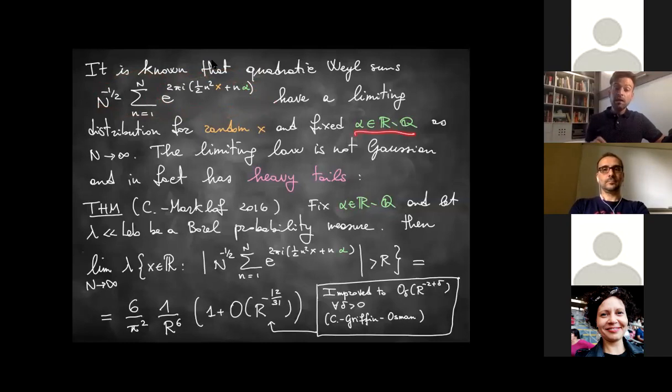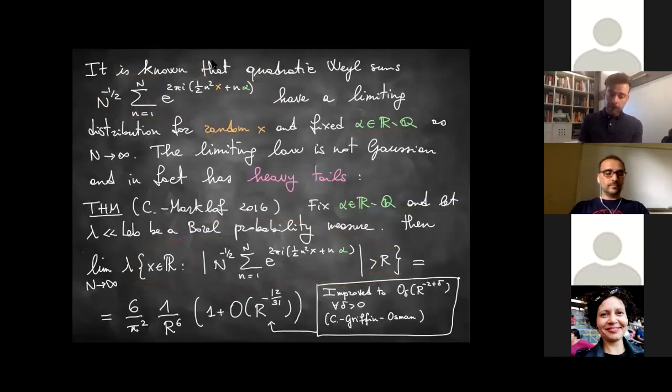So if you fix alpha irrational, so there's going to be a dichotomy between the irrational case and the rational case. If you fix alpha irrational, then it is known that the limiting law of these properly normalized random variables has heavy tails. With Jens Marklof, we proved in 2016 that no matter how you somehow randomize x, so no matter what probability measure lambda you use to sample x, as long as it is absolutely continuous with respect to the Lebesgue measure on R, if you look at the distribution of, let's say, the absolute value of this sum. So if you look at the probability that my sum is greater than R.